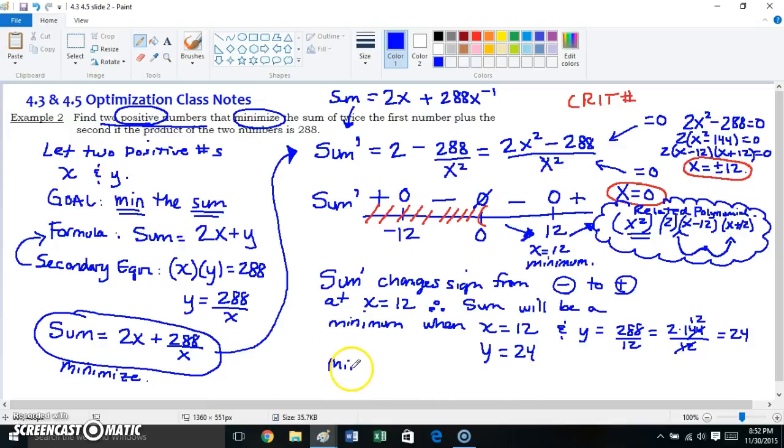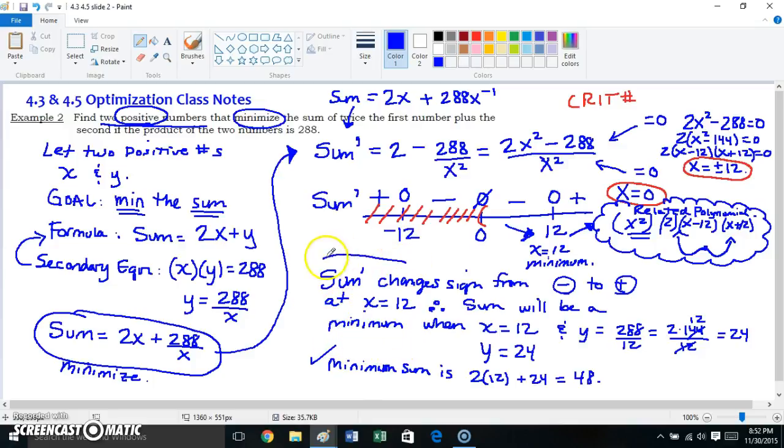And the minimum sum is 2 times 12 plus 24, or 24 plus 24, or 48. Okay, it didn't actually ask for the minimum sum, but just in case the next problem does.